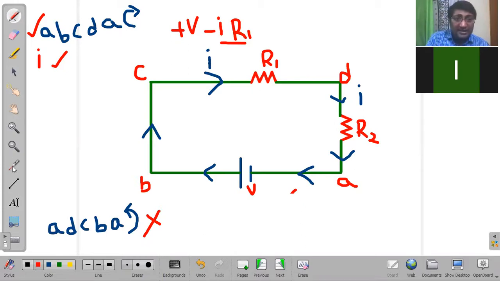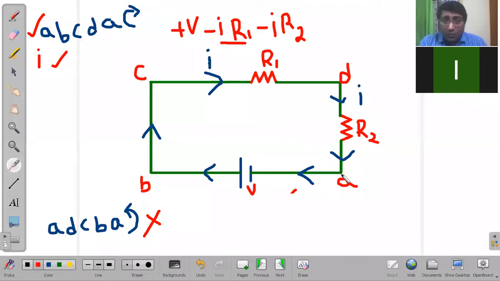Now let's go to the next one. From D to A, I'm traveling in this direction, and current is also traveling in the same path. Since both our directions are the same, I need to take it as minus IR2. My path and the current's path is the same. And finally, I came back to my starting location, the location A.